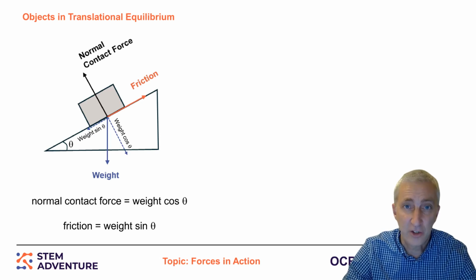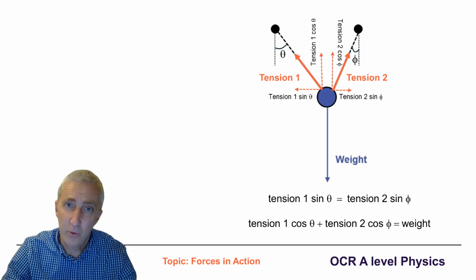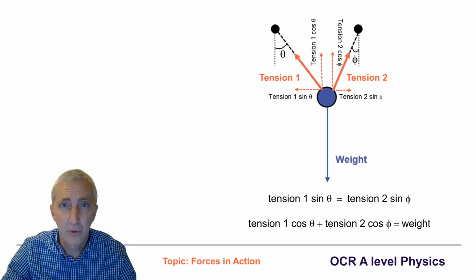For any object in translational equilibrium, there is no resultant force in any direction. So we can resolve in any direction and the resultant force will be zero. For objects on a slope, it is normally advantageous to resolve along the slope and perpendicular to it. For a hanging object, we would normally resolve vertically and horizontally. For this example, we need both directions so we can solve simultaneously.